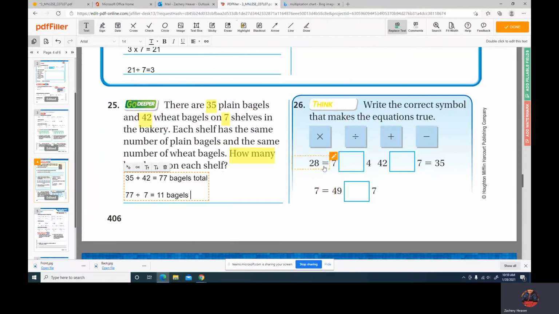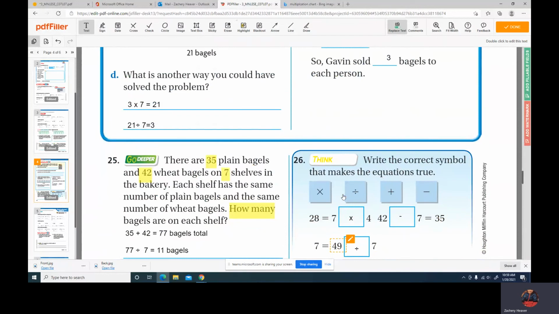What makes these equations true? 28 is equal to 7. Well, we know that this is going to be times 4. We know 42 minus 7 equals 35. And 49 divided by 7 will make 7. Okay, so we have times, minus, and divide. Okay, so if you have to go back, please go back and pause.